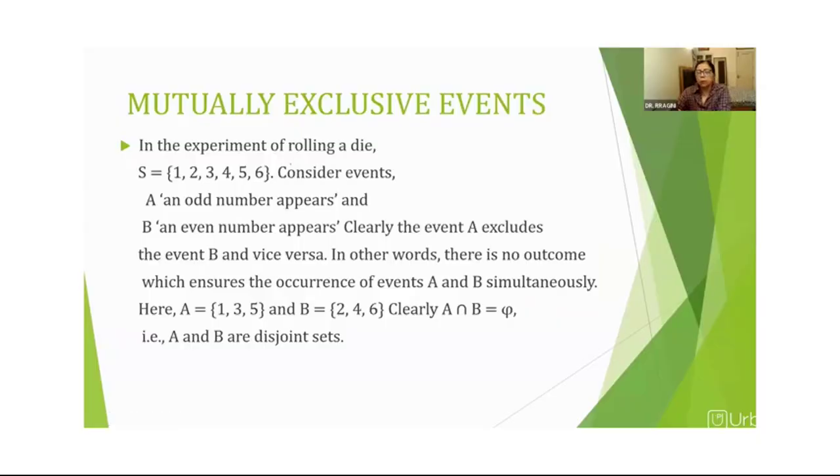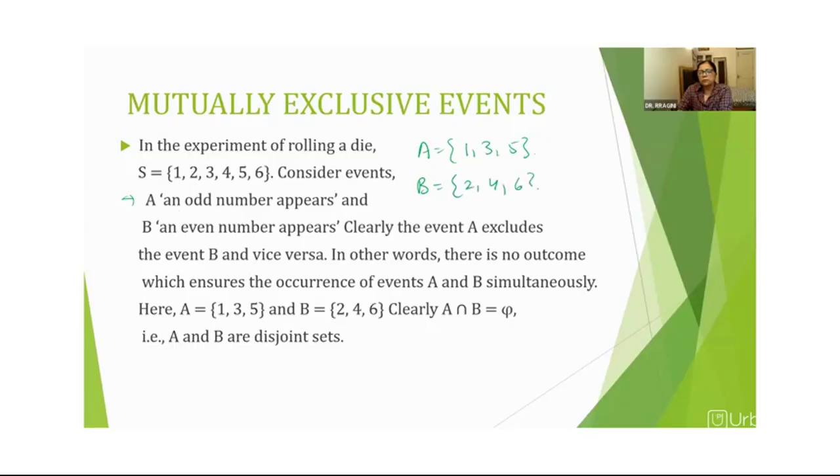Next we have mutually exclusive events. This is a very important topic and you will be dealing with it in detail in class 12. So the definition and the actual application you must know by heart. Let's say we have an event of throwing a die. Sample space S becomes 1, 2, 3, 4, 5, 6. Now the events we define here: A, an odd number appears. What are the possible outcomes? 1, 3, 5. B, an even number appears.